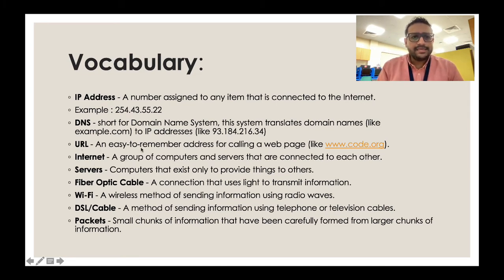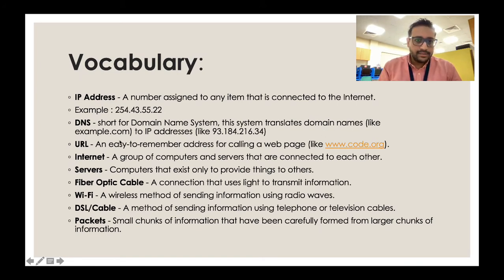URL: an easy to remember address for calling a web page, like www.com. This is also called a URL. DNS translates the URL to an IP address. DNS is the server or system that translates the domain names to IP addresses. DNS is translating only. The URL is the website itself.